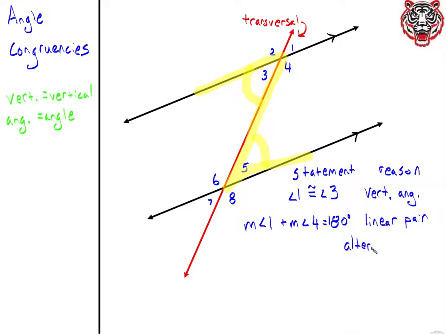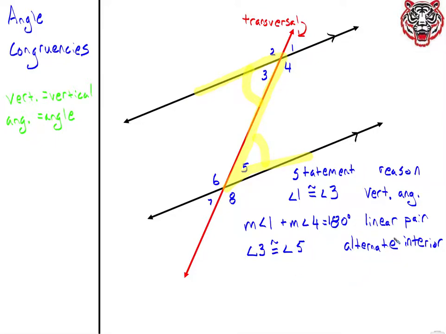Okay. I'm going to rewrite this because I need to write alternate interior over here. Alternate interior. So they're interior angles. They're on the inside of the Z. And I'm saying that angle 3 is congruent to angle 5 by alternate interior. That's a horrible 5. Try again, Mr. Sindel. Angle 5. That's a little bit better.